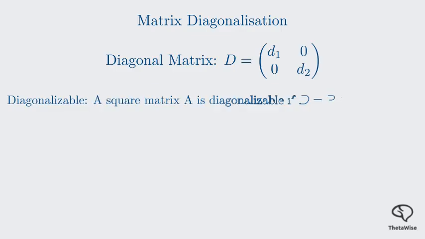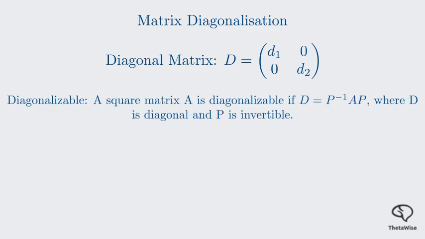A square matrix A is said to be diagonalizable if there exists an invertible matrix P, such that the product P inverse times A times P equals a diagonal matrix D.